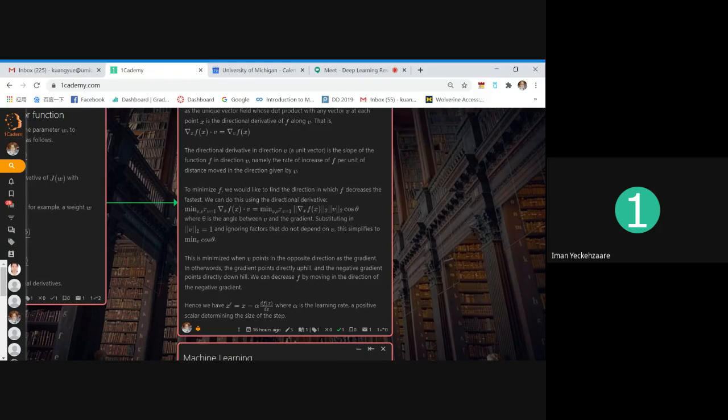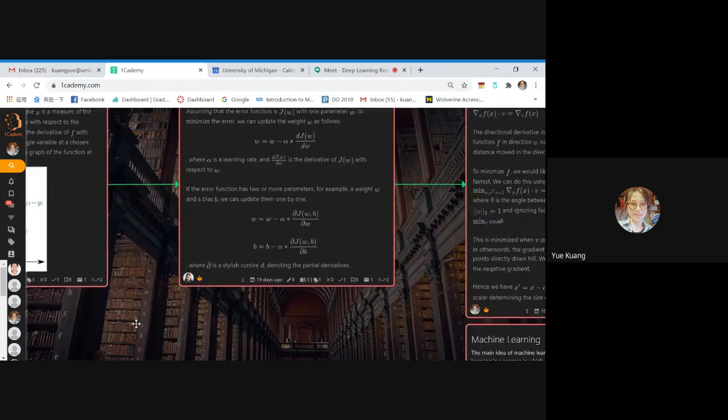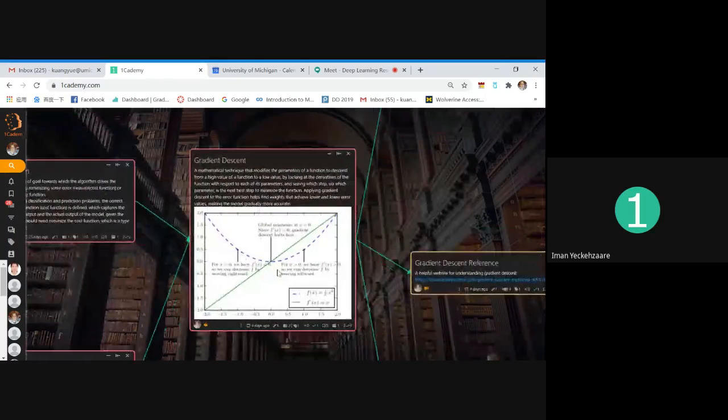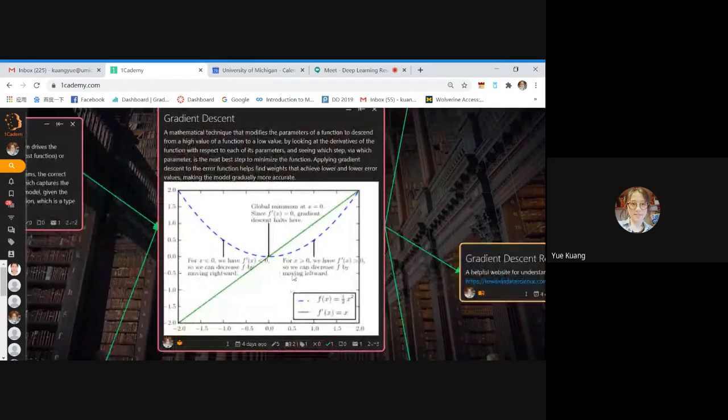This is great. Do you have any visualizations of this on the map? Yes, I have. Here is an example. You can see that we want to reach the global minimum at x equal to 0. You can see here the derivative of f is 0, so gradient descent halts here.